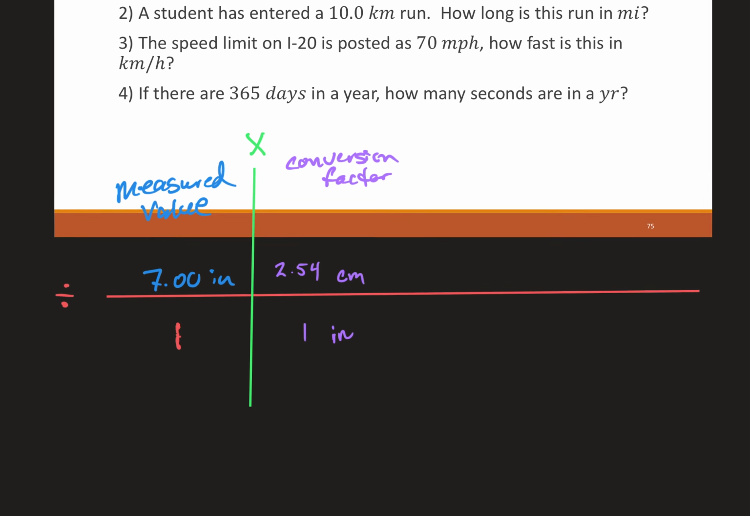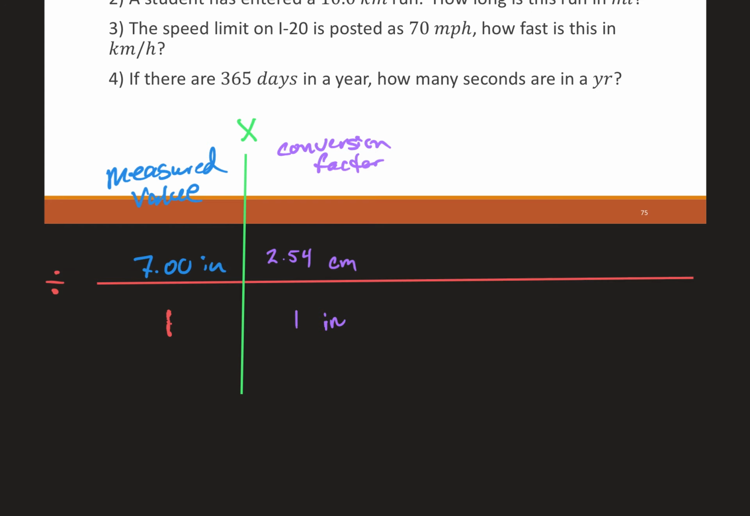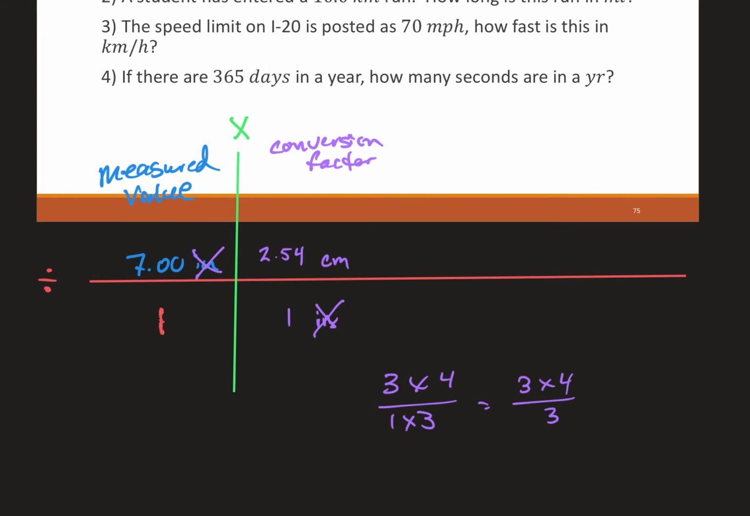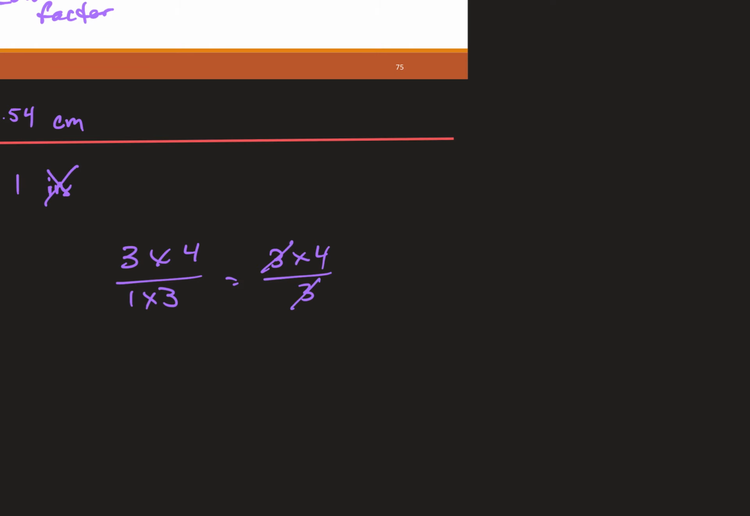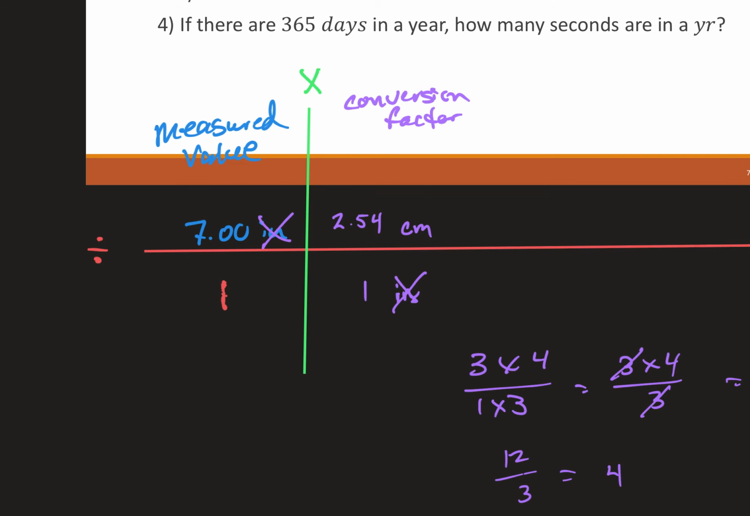Now again, you're multiplying and dividing here. These inches are going to cancel out. If I say 3 times 4 divided by 3, I could write it as 3 times 4 over 3 and simply say those cancel out and you get 4. I could write it also as 12 over 3, and 12 divided by 3 is also 4. So same thing works for the units. The inches are going to cancel out there, and now you've got 7 inches converted into centimeters.